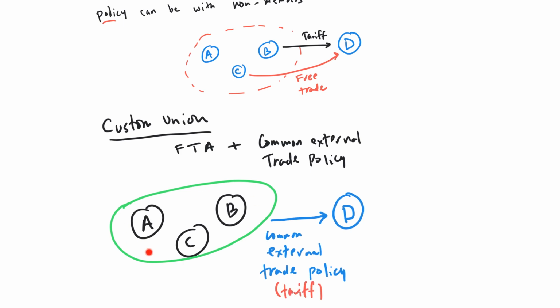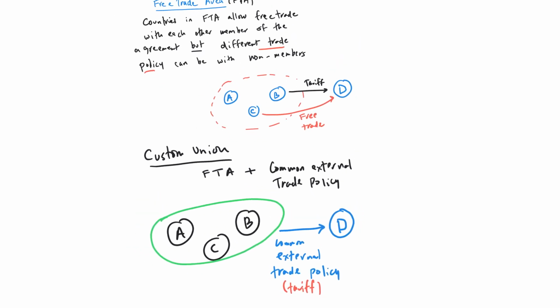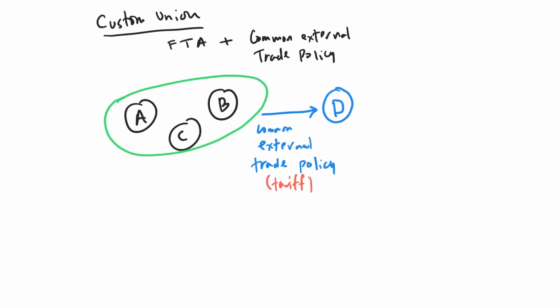So all the countries will have no trade barrier with each other, which was the free trade area, but at the same time, this one is stricter. You have a common external trade policy, which means you're putting a tariff or a quota or even free trade, whatever the policy is, it has to be a common policy. It can't be that A says I'm going to put a tariff and B says I'm not going to put a tariff. A, B and C all have to put a tariff on D because they're part of your customs union.